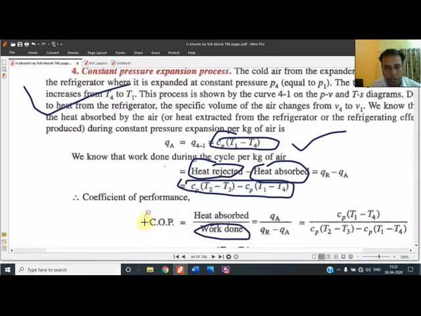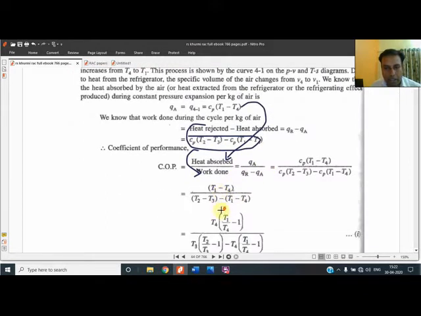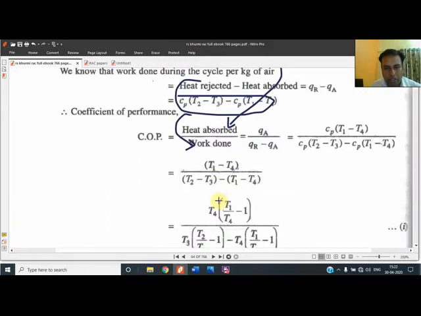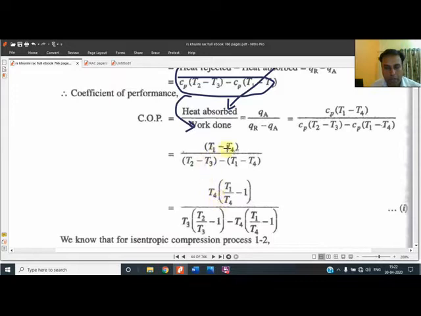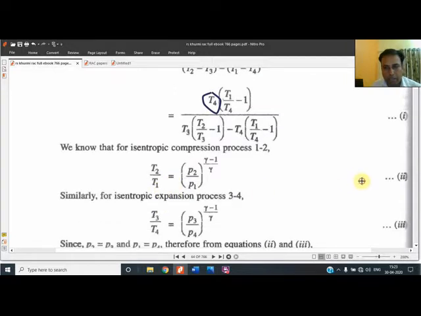effect. It is not efficiency, it is COP. So the desirable effect is that we want heat absorbed, and that heat absorbed is this. We will write this term over here, with work done, which we have obtained, in the denominator, and we will obtain the relation. In the relation you can see that all the temperatures are there, but they have taken some temperatures common outside.